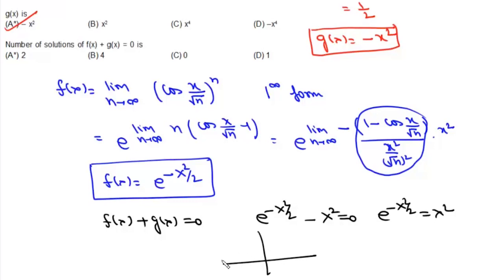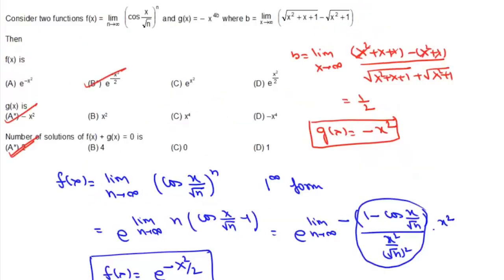Now if we draw the graph of e to the power minus x square, it will be this graph, and x square is a parabola opening upwards. So these two graphs will intersect at 2 points. Therefore, it'll have 2 solutions, which is your option A. So the answer to this question is B, A and A.